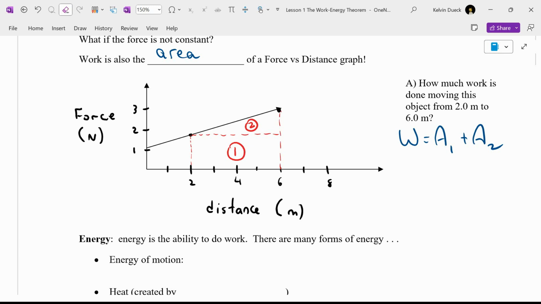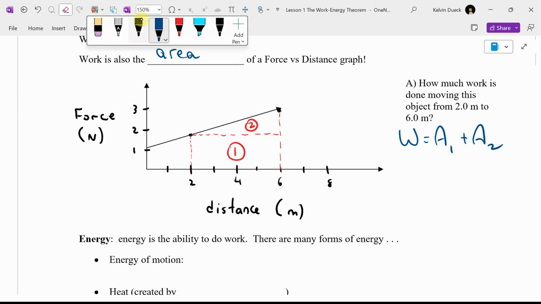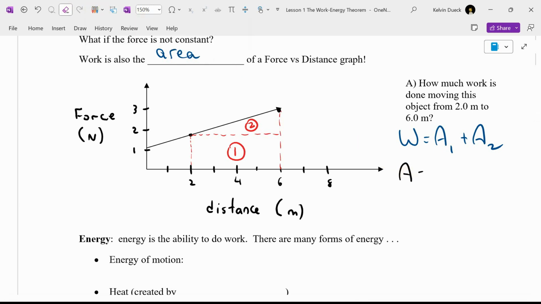Let's find area 1 first. Alfie, what shape is area 1? What's the equation of a rectangle for area? This I will expect you to know. What's the formula for the area of a rectangle? Length times width or base times height. It's really the same thing. I'm going to use base times height for a reason. You'll see why in just a second.